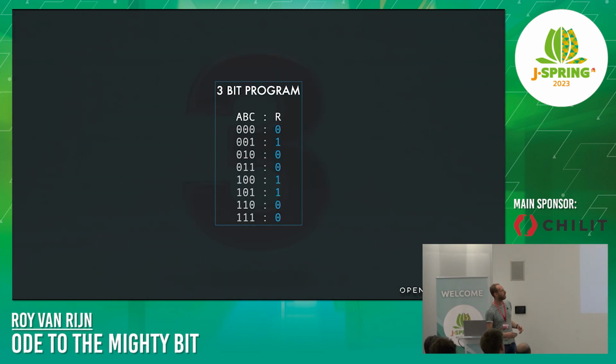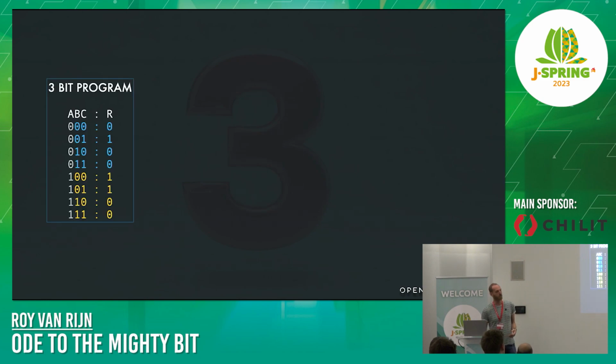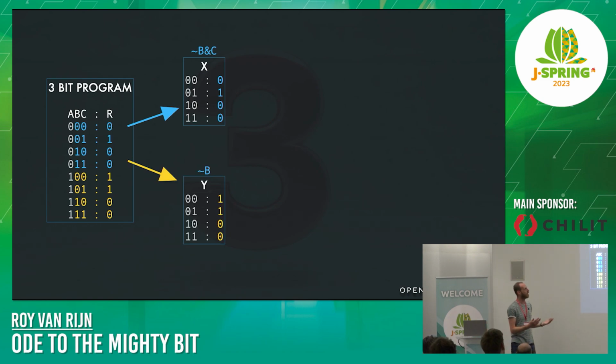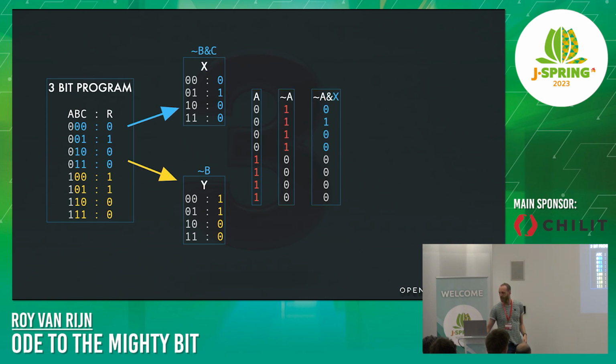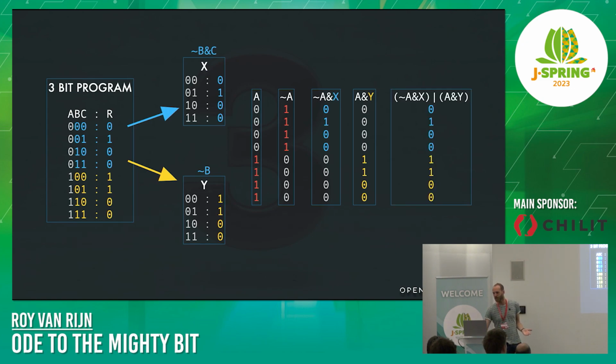But Roy, what if we want to have a 3-bit program with multiple inputs? Turns out that this is also relatively simple, because it's just two 2-bit programs. This was some program, this was another program. And there's this bit in front, which is 00001111. Masking. We know how to do this. So if we have not A and the first program, and we have A and the second program, slap that together with an OR, and we got the output that we want.